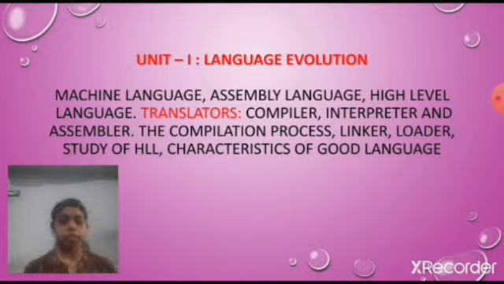After that, translators. You know the computer can only understand machine language, that is zeros and ones, but this language cannot be understood by humans. It is very difficult to understand. So to convert human language to machine language, there are translators. There are 3 types of translator: compiler, interpreter and assembler. After that we will see the compilation process, how to compile the program, how to link the program and how to load the program in software.